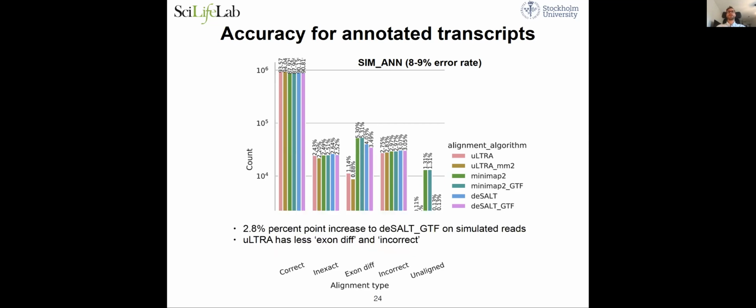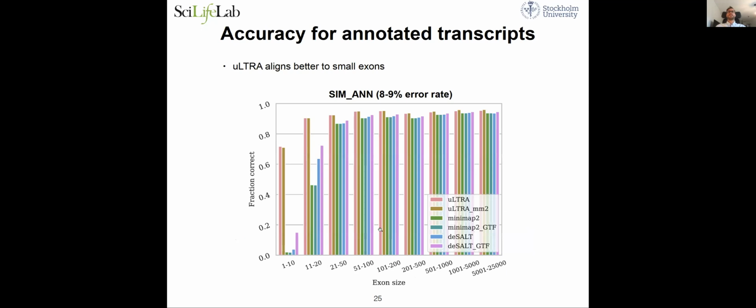Yes, so looking at the results here, we in general see that our aligner, both in standalone mode and as a wrapper, has higher accuracy than the second best performing aligner, which is SALT using a GTF annotation. And we in general also have fewer exon differences and incorrectly aligned reads. And so, where does this increased sensitivity or accuracy come from?